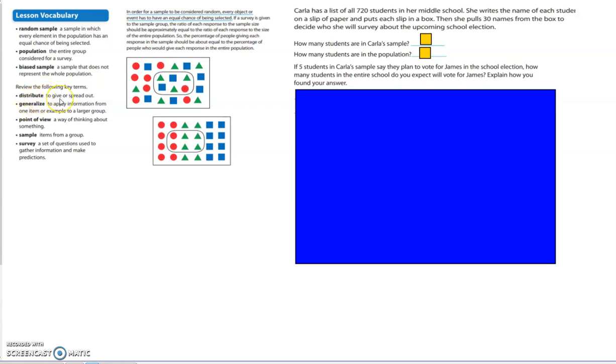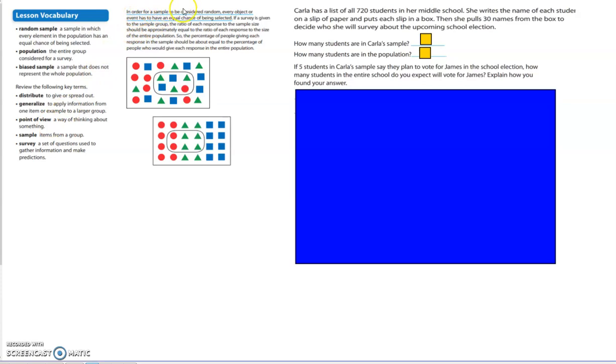To distribute is to give out or pass, spread out. Generalize is just apply information from one item or example to a larger group. So like when you do a survey, in this case a survey is a set of questions used to gather information, you take the information that you get from the survey from just a sample, which is just items from the group. You can generalize what you find out to apply to the entire population. Point of view is a way of thinking about something.